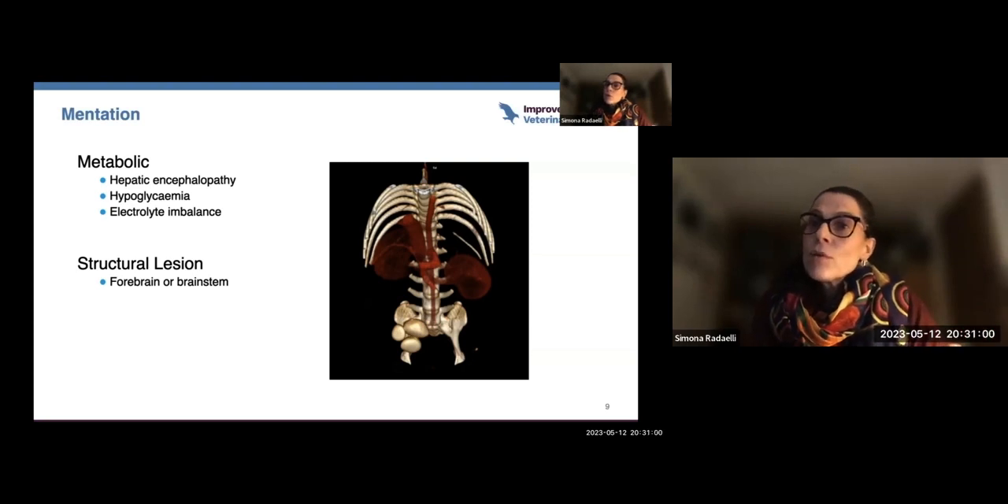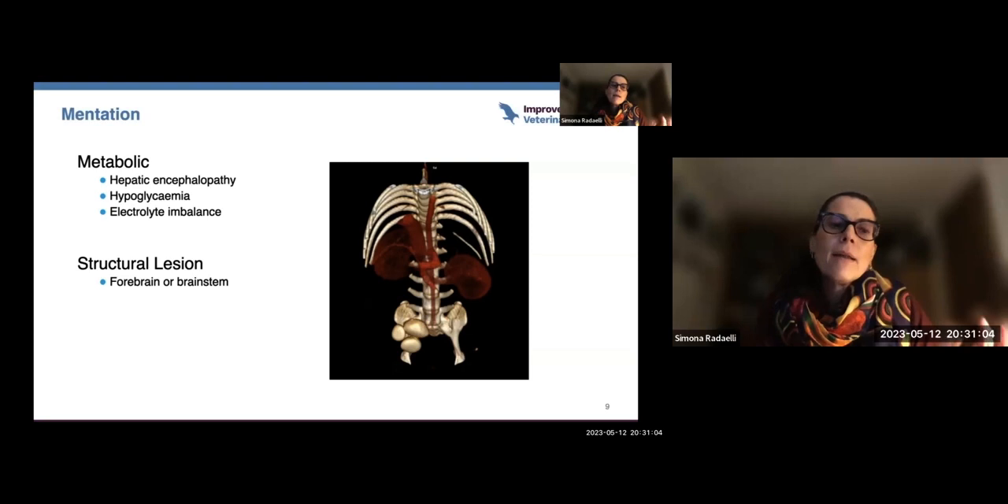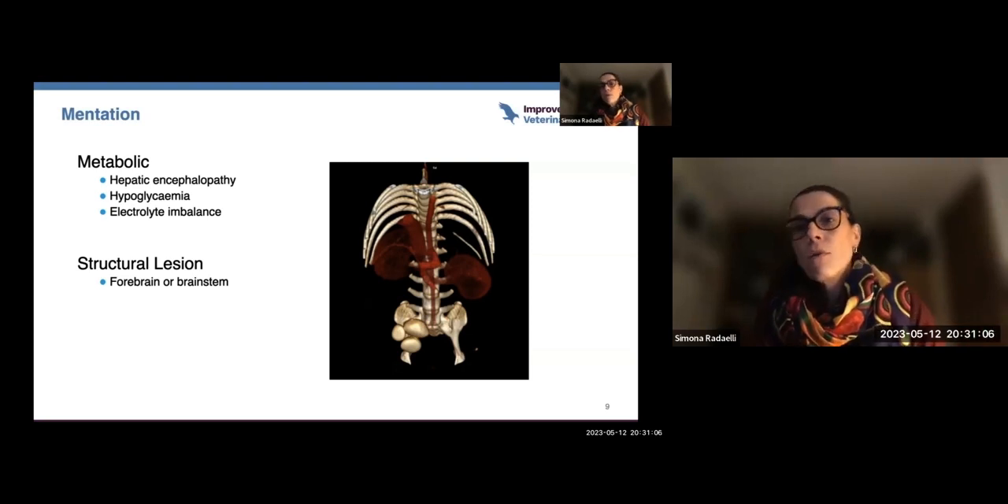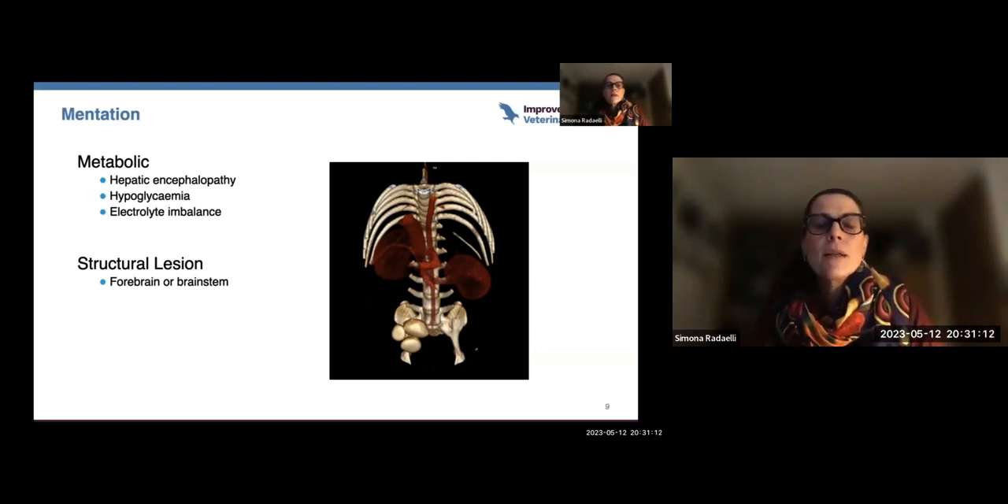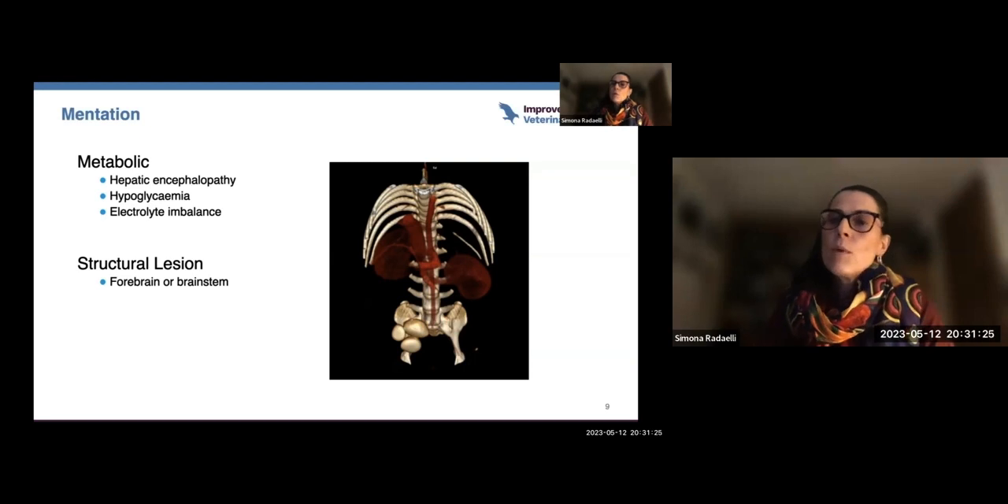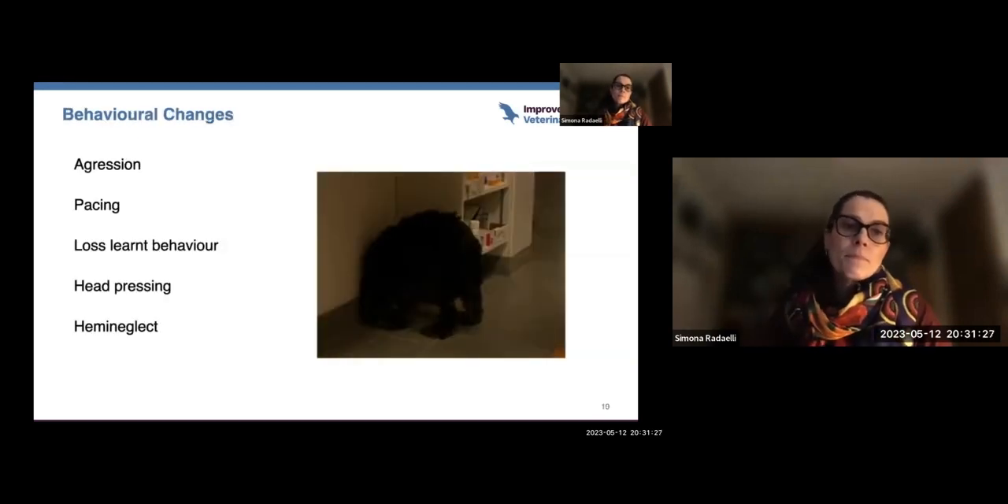We have already also a localization. If we have an abnormal mentation, we know that the forebrain or the brainstem are involved. It could be because of metabolic conditions, so hepatic encephalopathy, hypoglycemia, electrolyte imbalance, or structural lesion affecting, again, the forebrain or the brainstem. So make sure if you have abnormal mentation that you run a full blood test, hematology and biochemistry on the patient with bile acid stim as well.